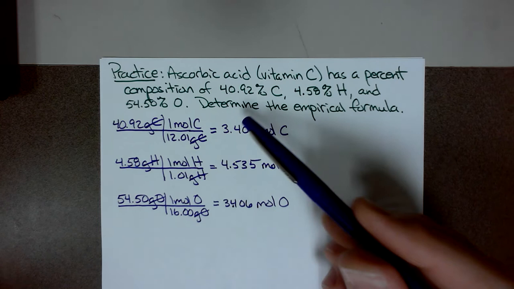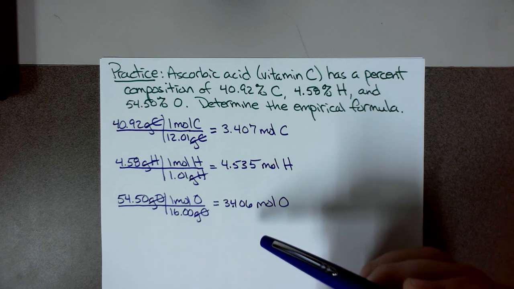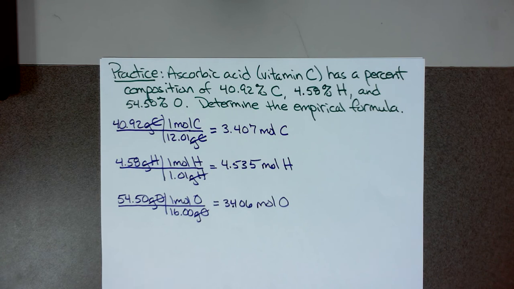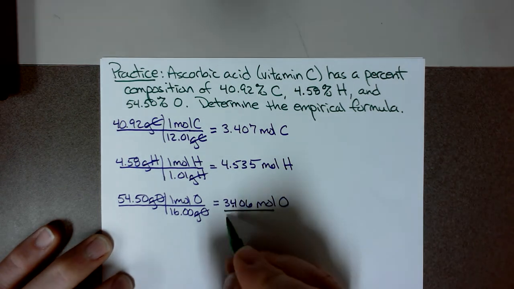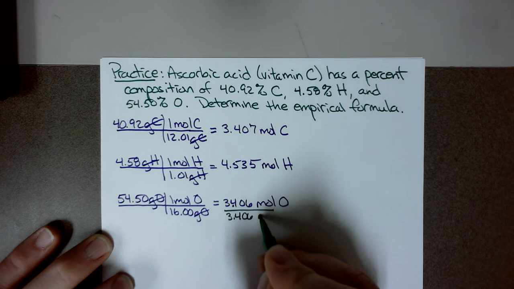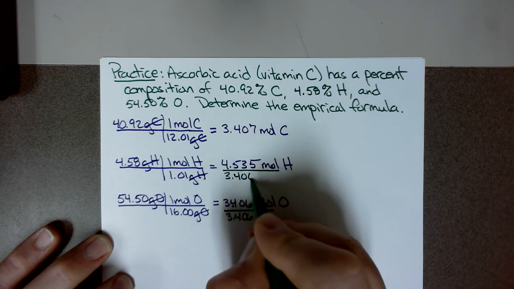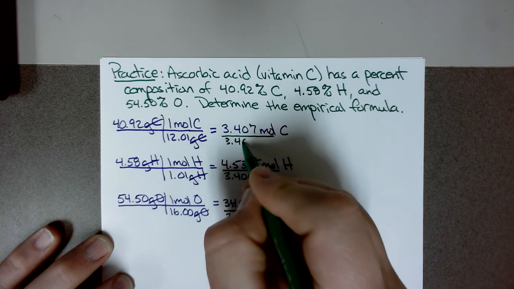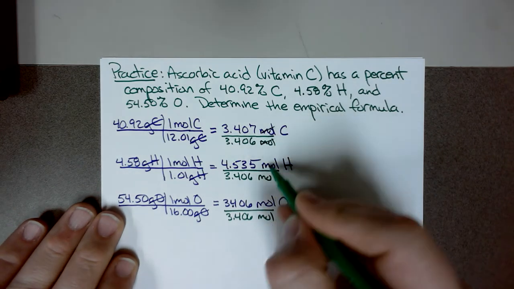Now, so I have a 3.407 to 4.535 to 3.406 mole ratio of each element. But remember, we need whole number ratios, and to get a whole number ratio, I'm going to divide by the smallest mole value. So the smallest one is this, and so I'm really going to divide 3.406 moles by 3.406 moles, and I'm going to divide here by 3.406 moles. Now I'm doing this so that we know that the moles cancel.